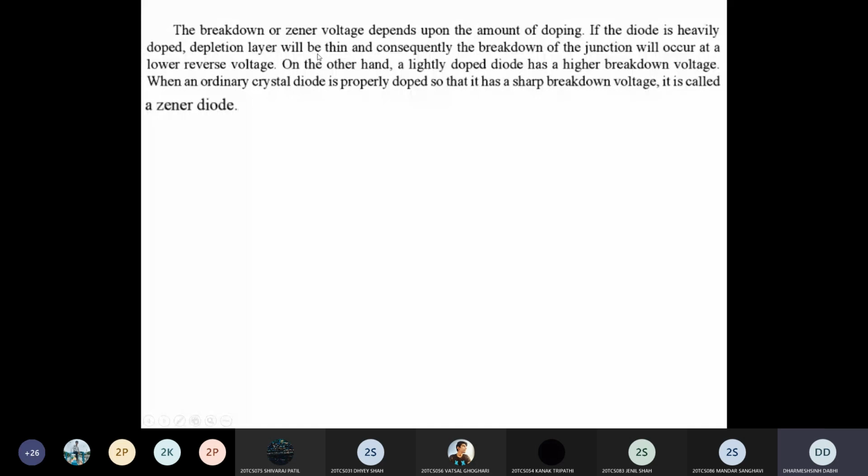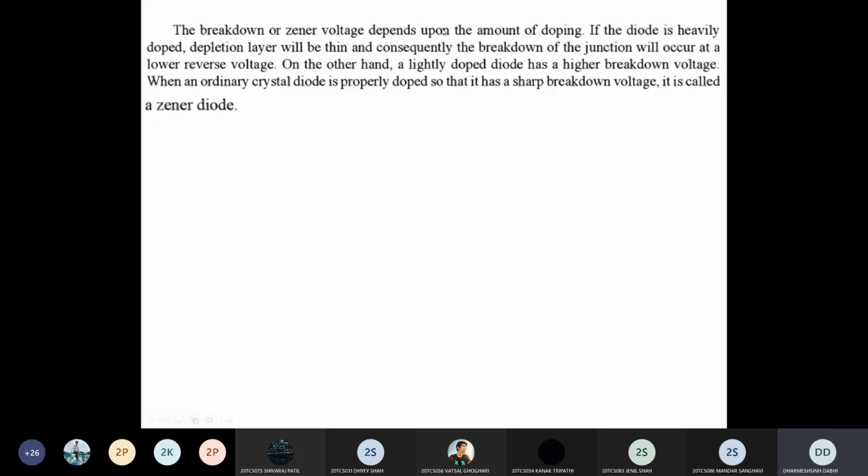Clear? So when the depletion region is thin, it means you can break down this depletion region for a very low value of the breakdown voltage. Consequently, the breakdown of the junction will occur at a low reverse voltage because the depletion region is thin, because you provided more doping. More doping means a thin depletion region, so it requires less reverse voltage to break down the junction.